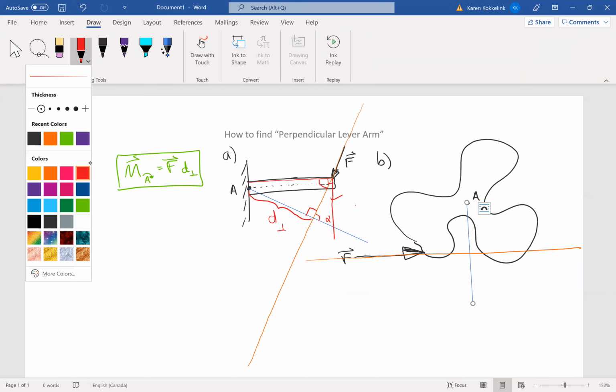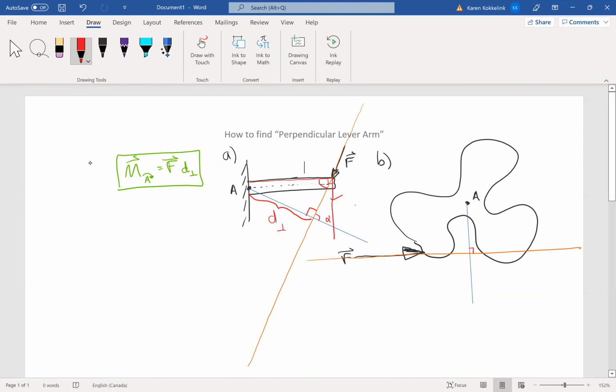Here we see that this is perpendicular. So now we ask ourselves, what is the perpendicular distance then? Is it over here? Is it here? Or is it here? Is it there? Well, it's the one that touches the point of rotation A. So it's this one over here. So that's my perpendicular distance.